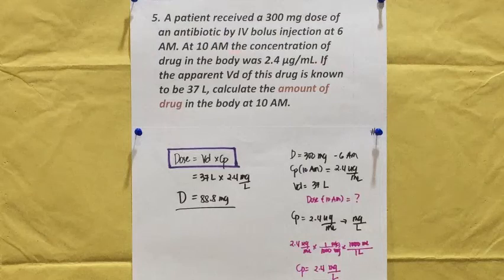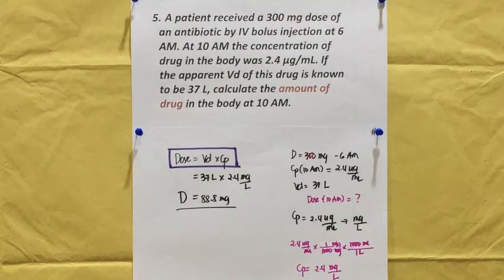So let us try to know the given. 300 milligram is the dose. So this was given at 6 a.m. But at 10 a.m., a plasma concentration was measured, which was equivalent to 2.4 microgram per ml. Then another given was the volume of distribution, which is 37 liters. But the question is, calculate the dose at 10 a.m. So these are our given.